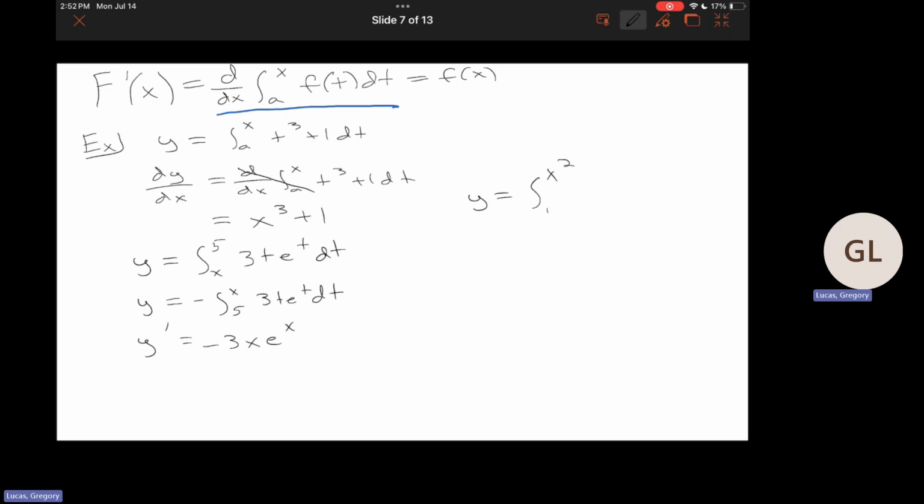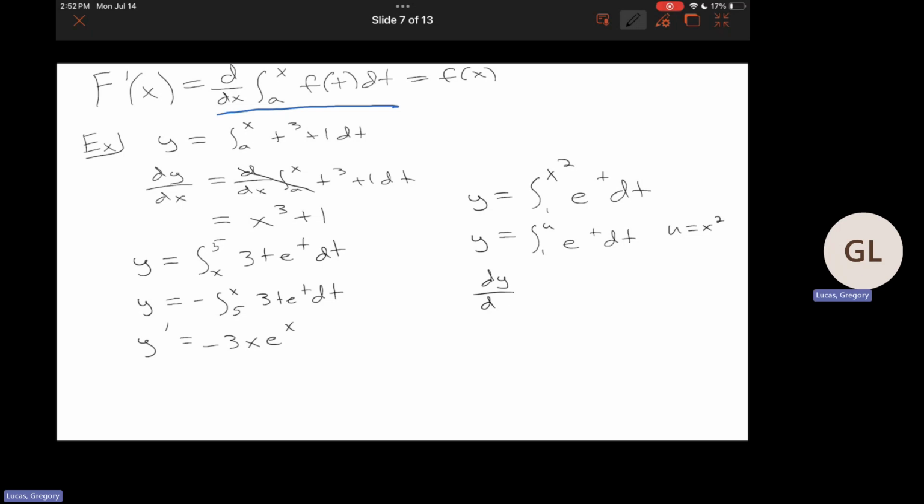I have a constant at the bottom, but I have a function at the top. Say I have this. y equals the integral from a to x squared of e to the t dt. So what I'm going to do is write this as the integral from a to u of e to the t dt. And we're going to say u is equal to x squared. Okay.